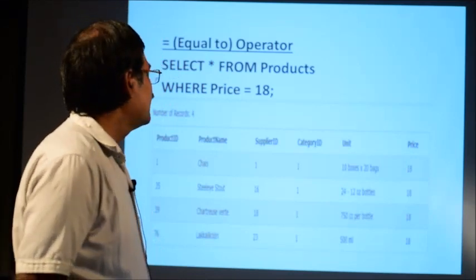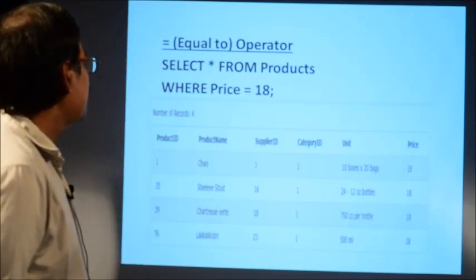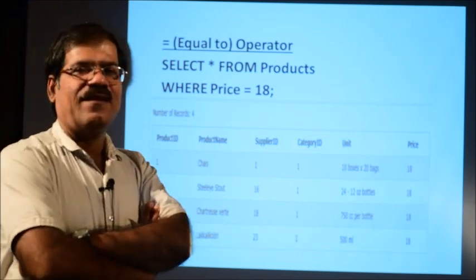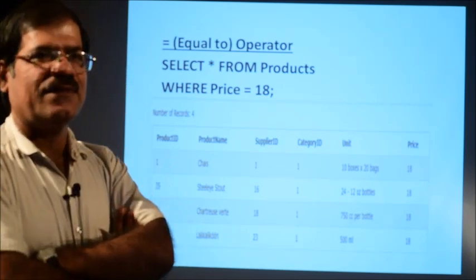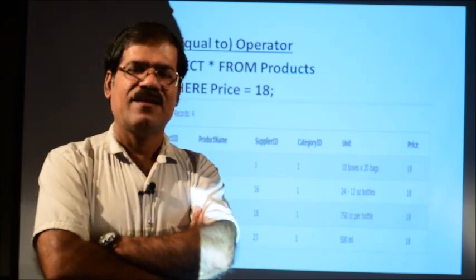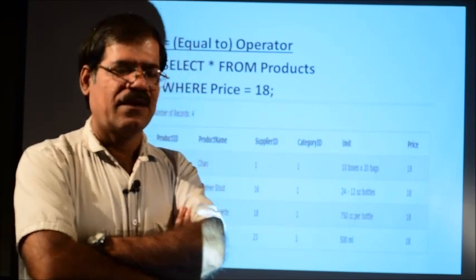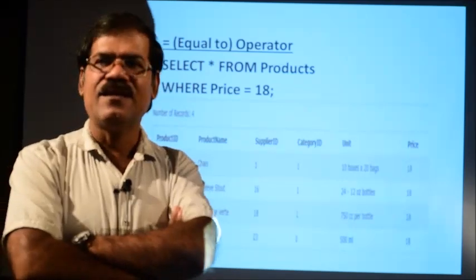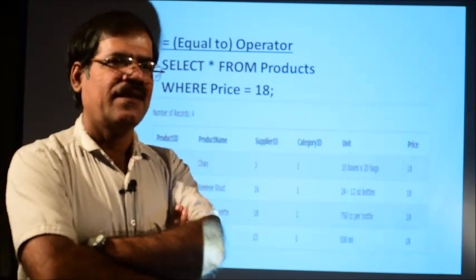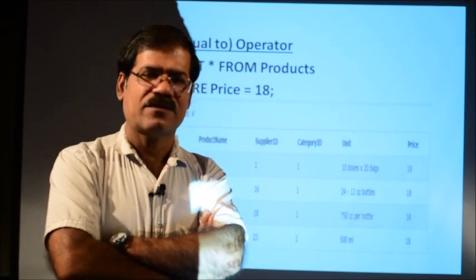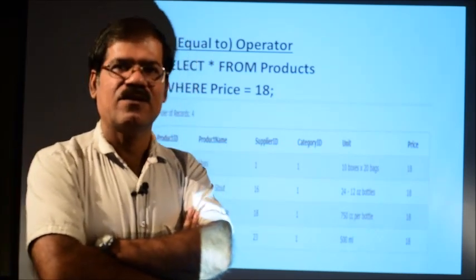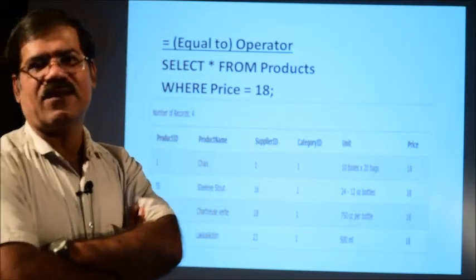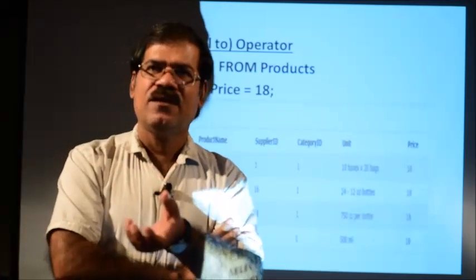Suppose the example is select star from products where price is equal to 18. What is the meaning? What is products? Products is a table. Already earlier you have developed the table. The table name is product, created before by using the create statement, create table product. You have already inserted some records into the product table. So here I want to fetch some records from this product table.